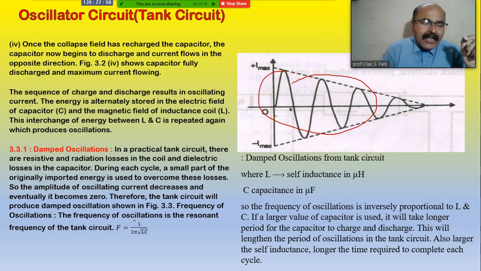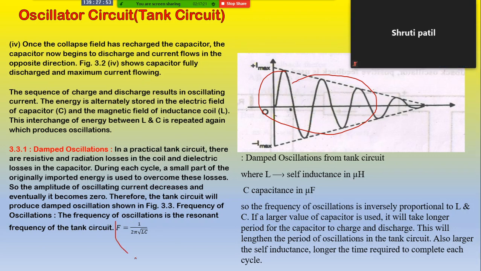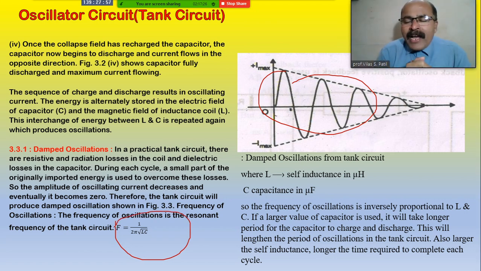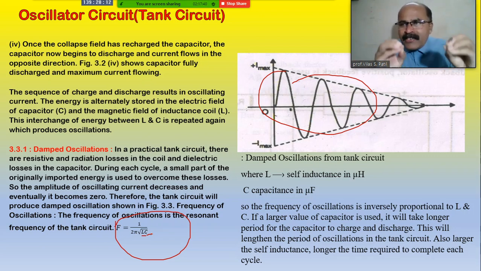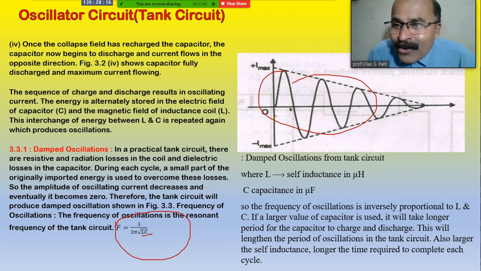Then the frequency of the damped oscillatory motion is f equal to 1 upon 2 pi root of LC, where L is the inductance in Henry and C is the capacitance in Farad. If we put the values of inductance and capacitance in this formula, then we are able to calculate the frequency of a damped oscillatory motion, which was formed by the tank circuit.